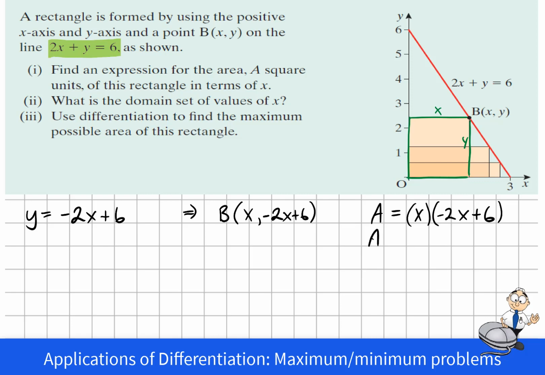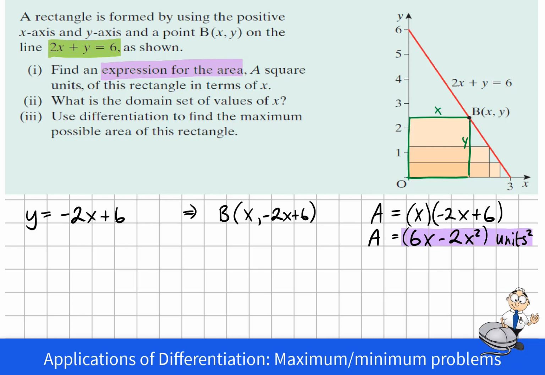This is the solution. However, we might multiply it out. I'll do the positive term first. x by 6 is 6x, and x by negative 2x is negative 2x squared. And this is measured in units squared. We don't know what the units are. So that's the answer to our first question.